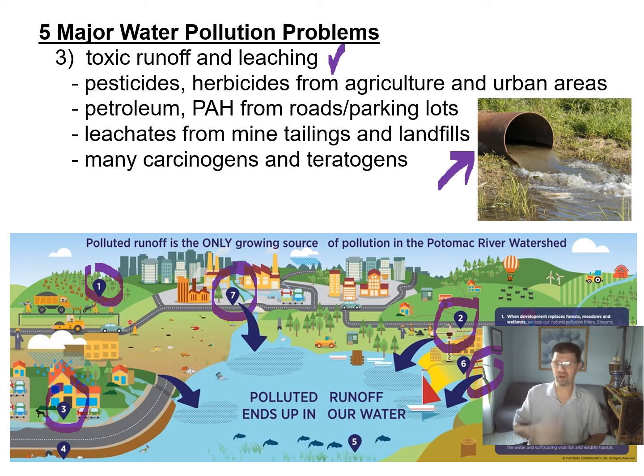And it says right here, polluted runoff ends up in the water, and this is the only growing source of pollution in the Potomac River watershed, which is the river that flows right through our nation's capital and flows into Chesapeake Bay. Chesapeake Bay is what we're looking at here. And anyway, it is the only growing source of pollution, which means we have regulations that are controlling all the others. So this is a problem that we're still working on and trying to figure out.